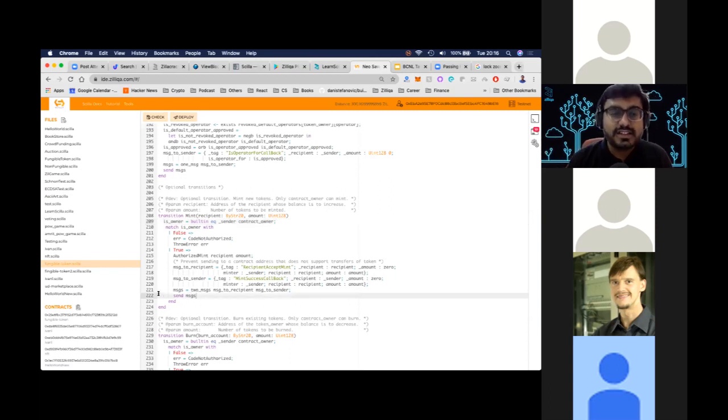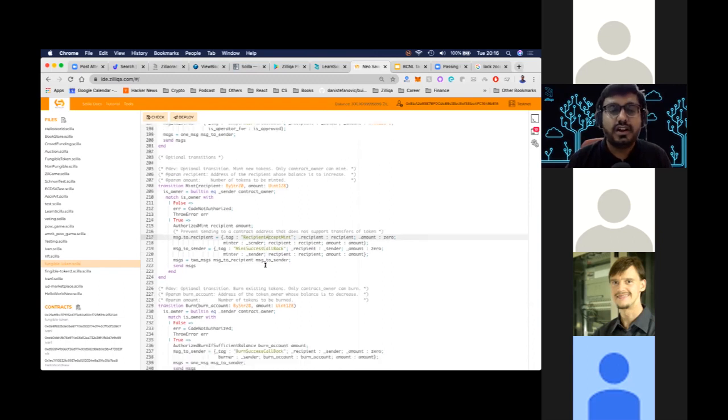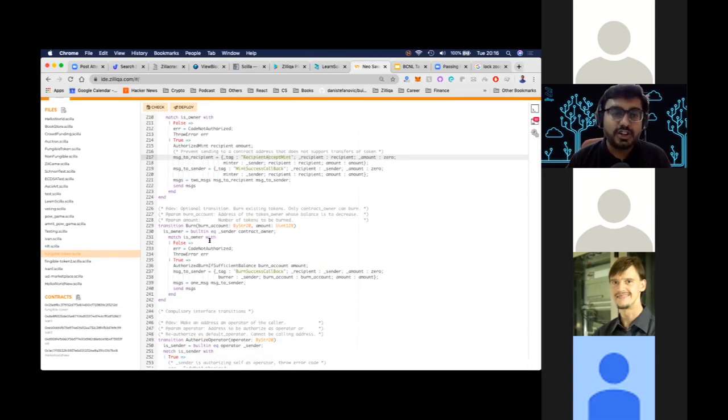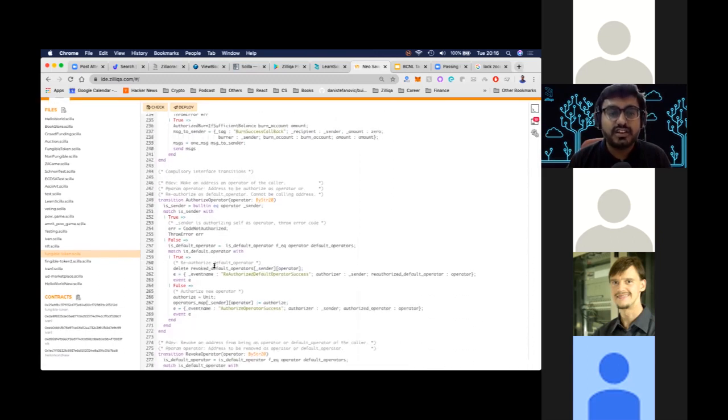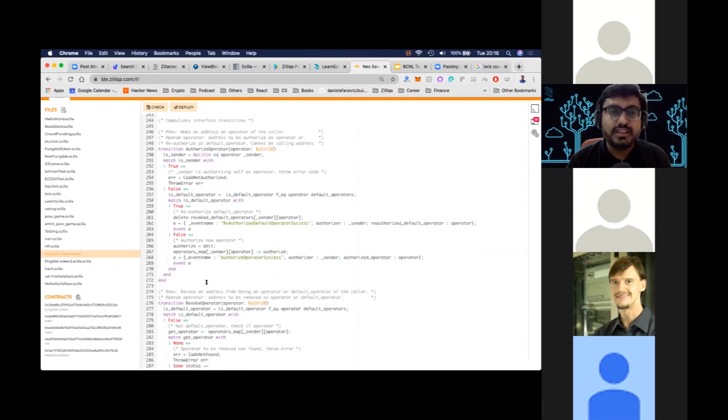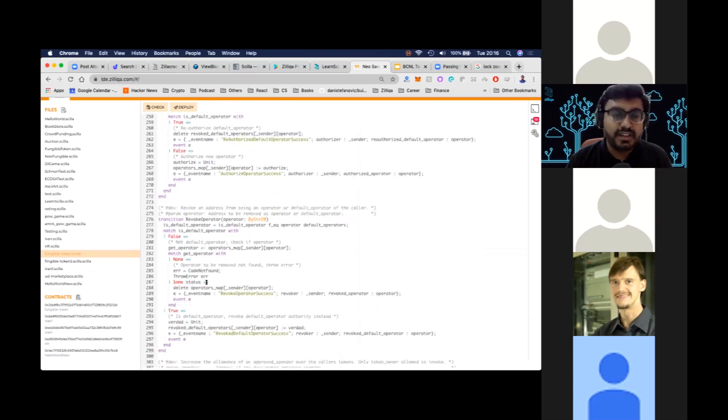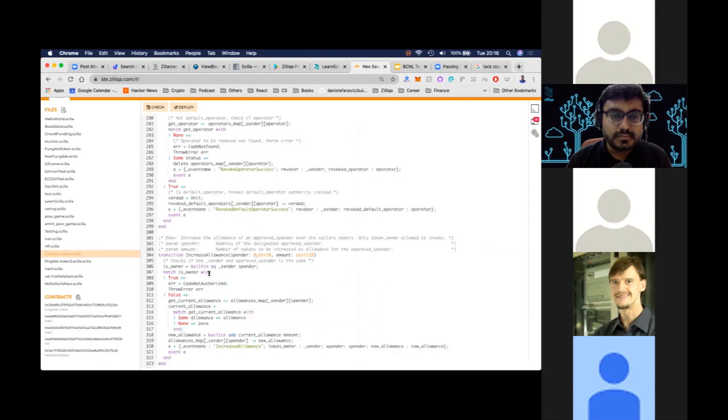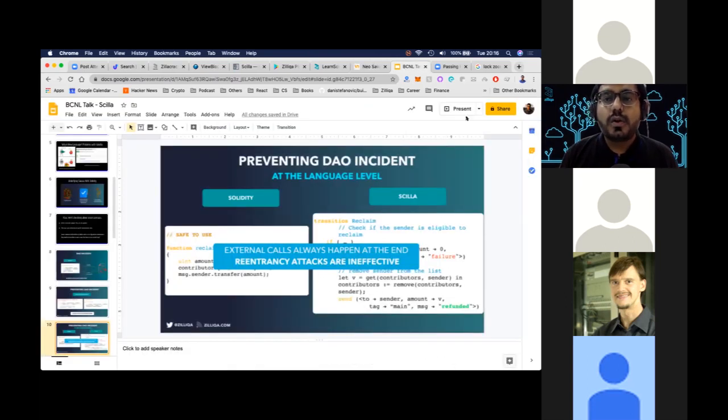So this is where the interaction with the outside world happens. And again, we use messages to interact with the outside world. Essentially, you can see all these transitions, and you'll find that any interaction with the outside world happens at the end. So we took this in mind.